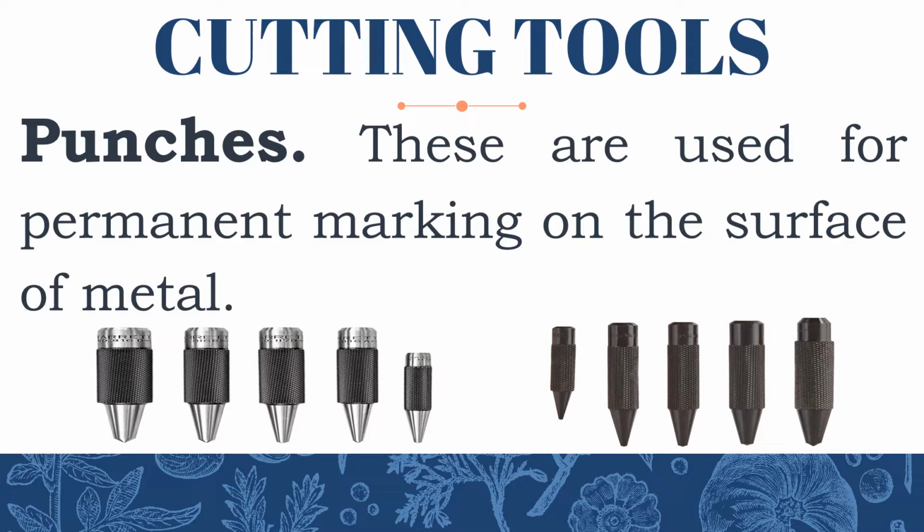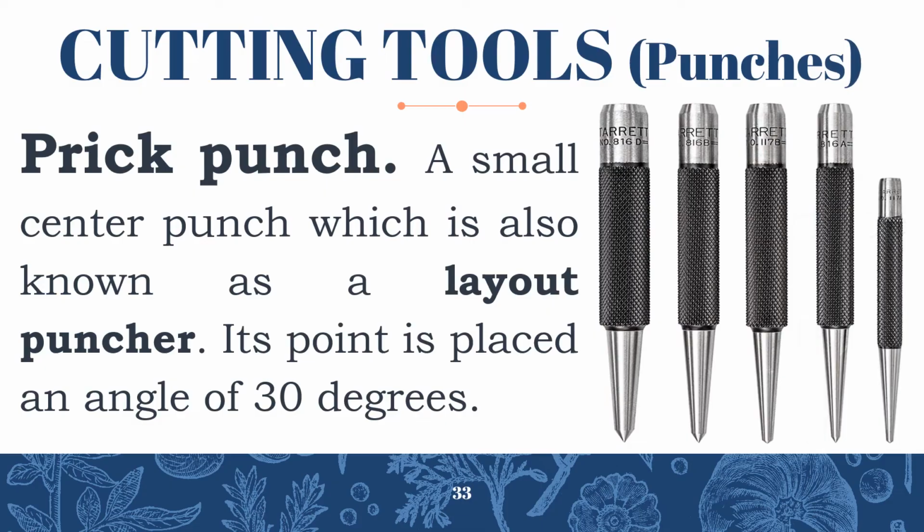Last type of cutting tools is the punches. These are used for permanent marking on the surface of metal. An example of a punch is a prick punch, a small center punch which is also known as a layout punch. Each point is placed at an angle of 30 degrees.